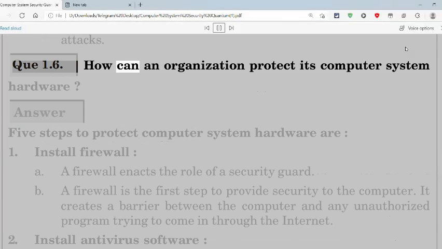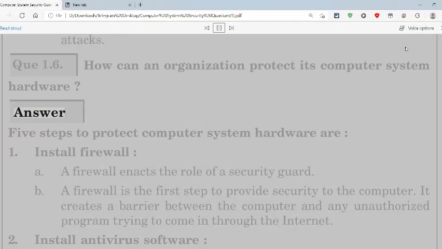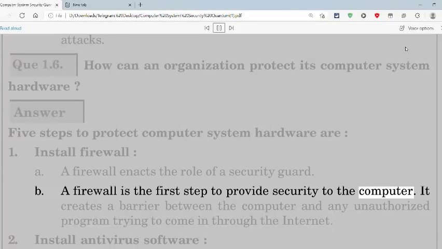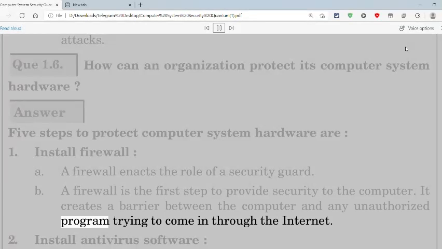K1.6. How can an organization protect its computer system hardware? Answer. 5 steps to protect computer system hardware are 1. Install firewall. A. A firewall enacts the role of a security guard. B. A firewall is the first step to provide security to the computer. It creates a barrier between the computer and any unauthorized program trying to come in through the internet.